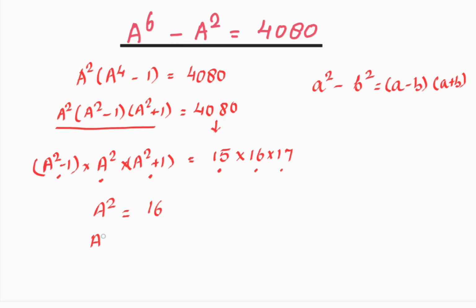Bring everything one side. So a square minus 16 is equal to 0. Again use the formula a square minus b square here. So you get a minus 4 multiplied by a plus 4 equal to 0. This gives you two values of a, that means minus 4 and 4.